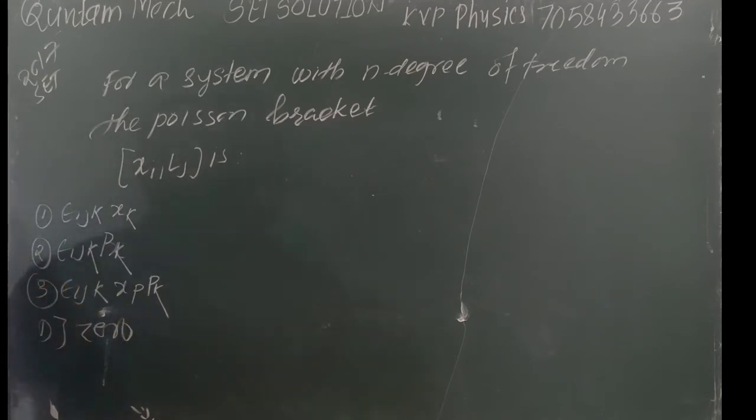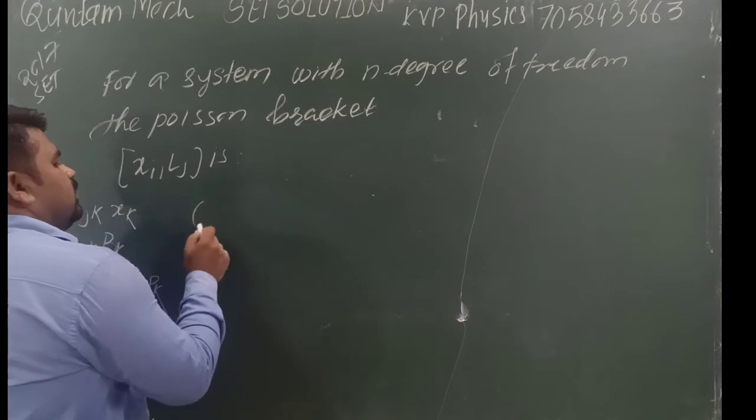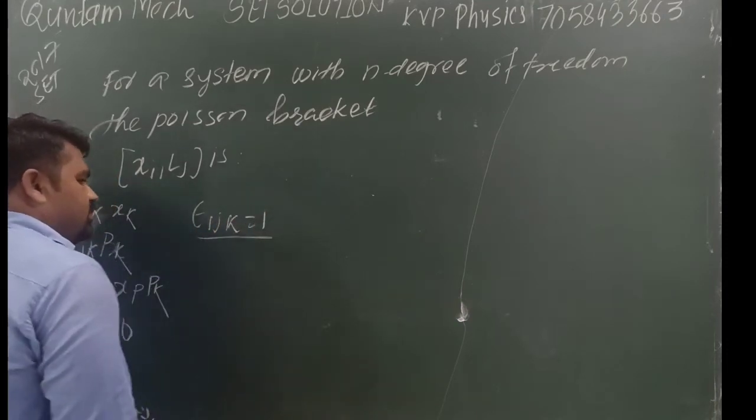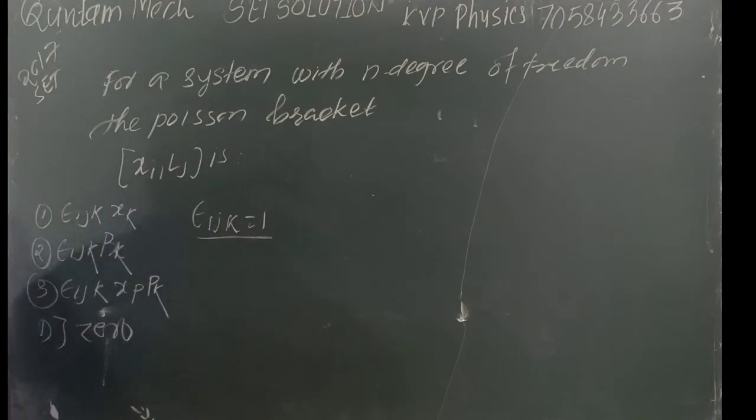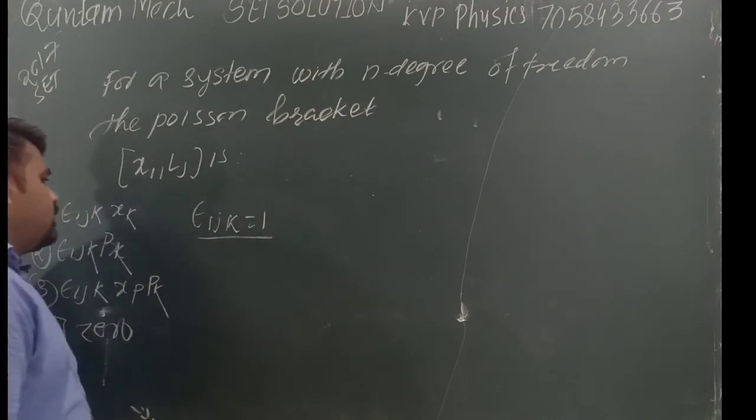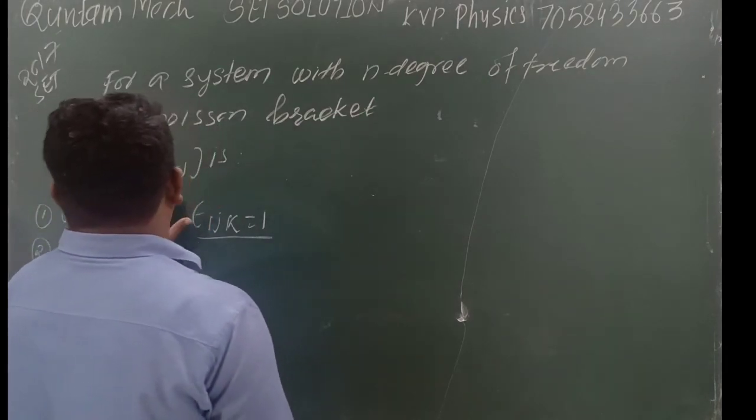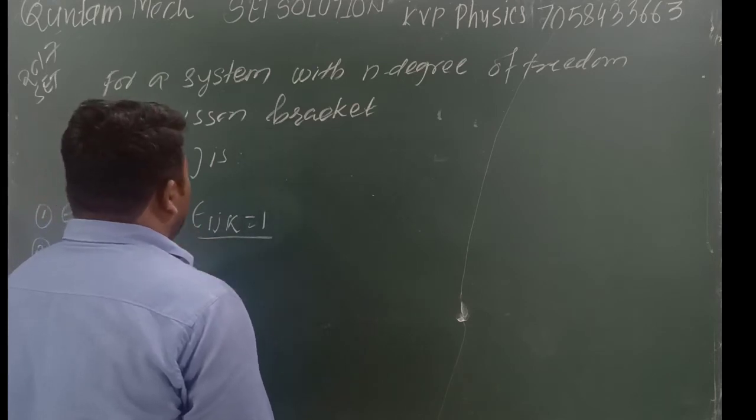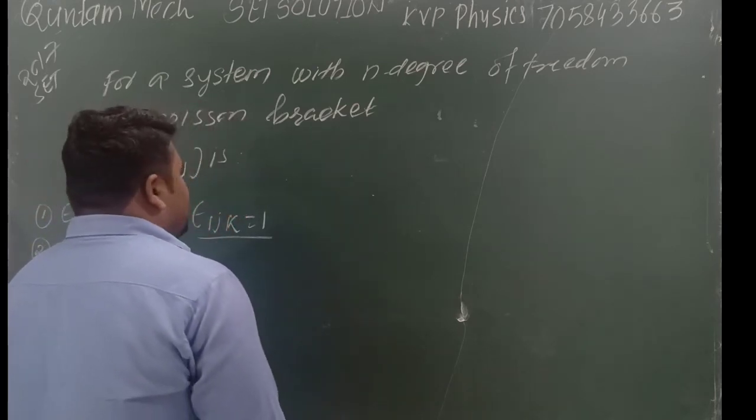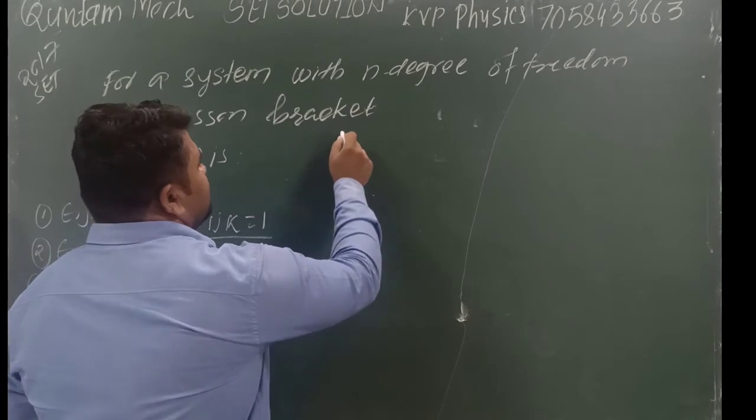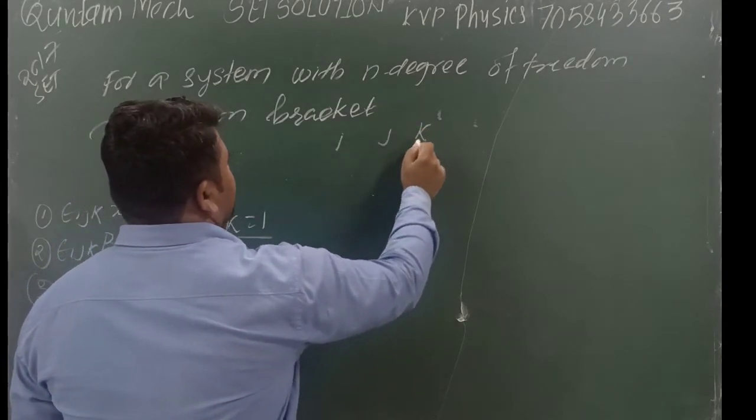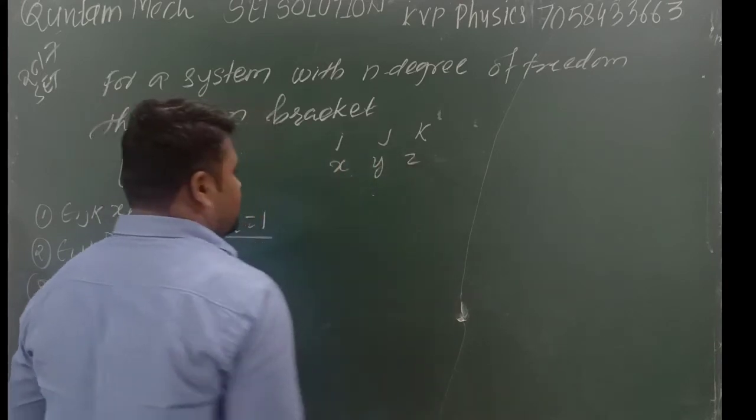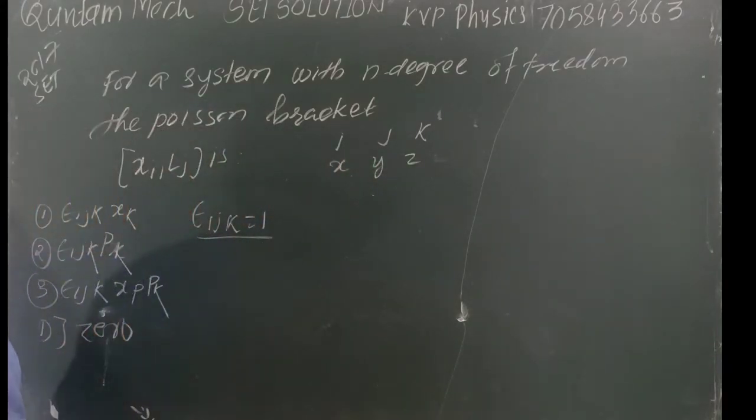Here epsilon ijk represents plus 1 for cyclic order and minus 1 when the order is changed. Got it? Next, here xi, lj. Suppose we consider ijk as xyz.